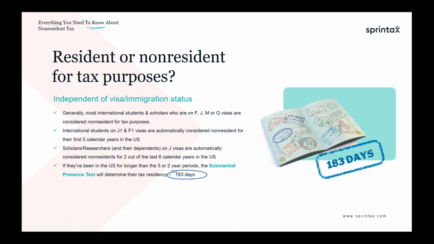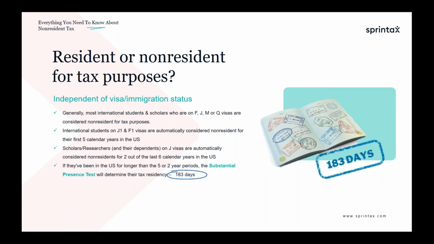Then if you've been in the US for longer than that 5-year period, if you are an international student on a J1 or an F1 visa, or that 2-year period if you are a J researcher or scholar, then the IRS will need to use what is called the substantial presence test to determine your residency for tax purposes. Essentially, the substantial presence test looks back on the prior 3 years and it's looking at your days of presence in order to determine your residency for tax purposes.